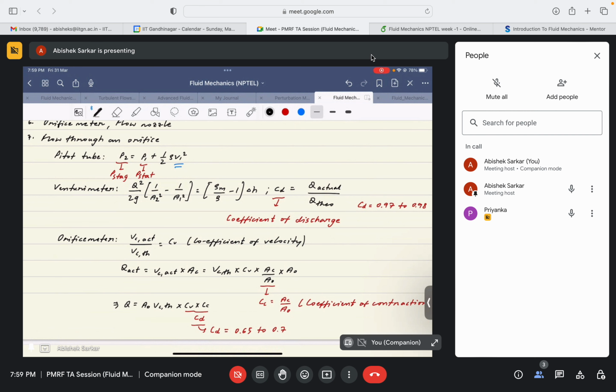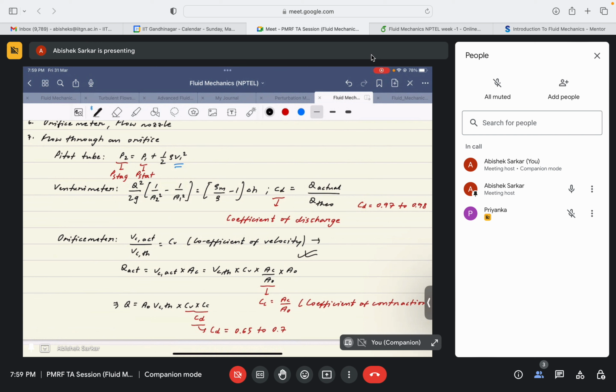Because there is a difference with the velocity. Where? In the theoretical and actual case. Is it due to vena contracta? Yes. You need to use the term vena contracta. Yes, it is because of that. So that's why there is an additional use of this coefficient of velocity to correct that, so that we can get some correct value.